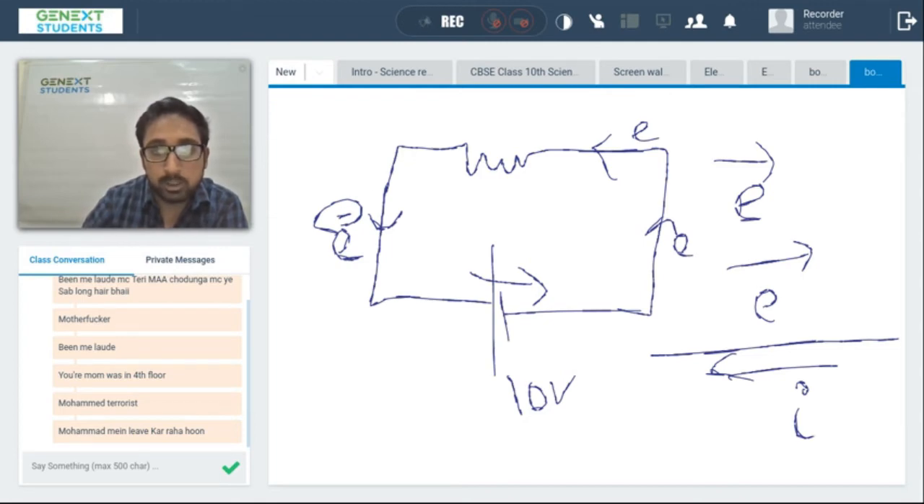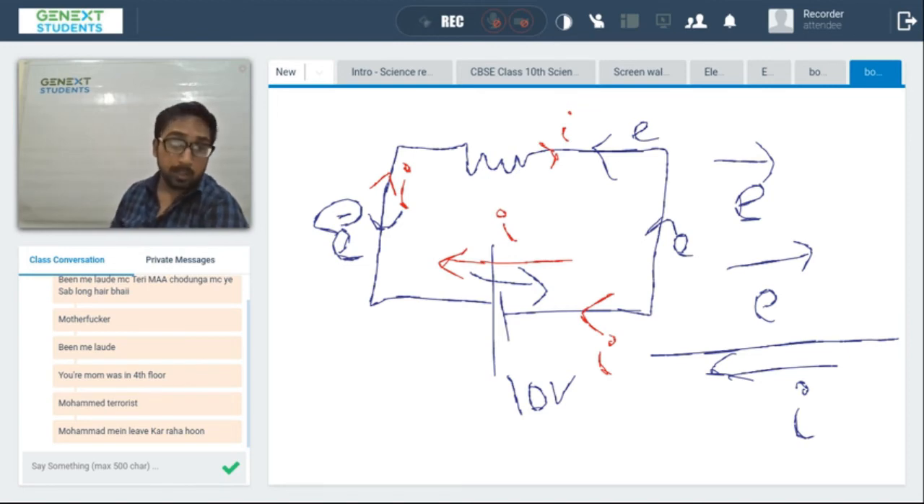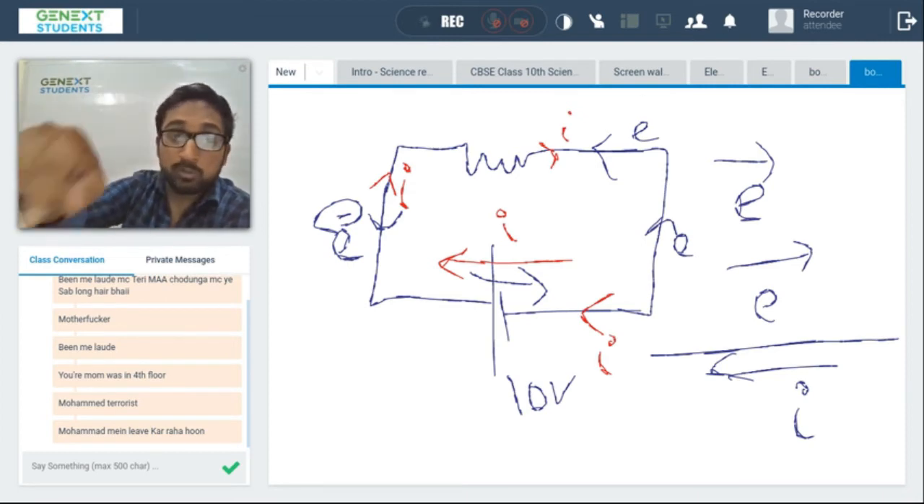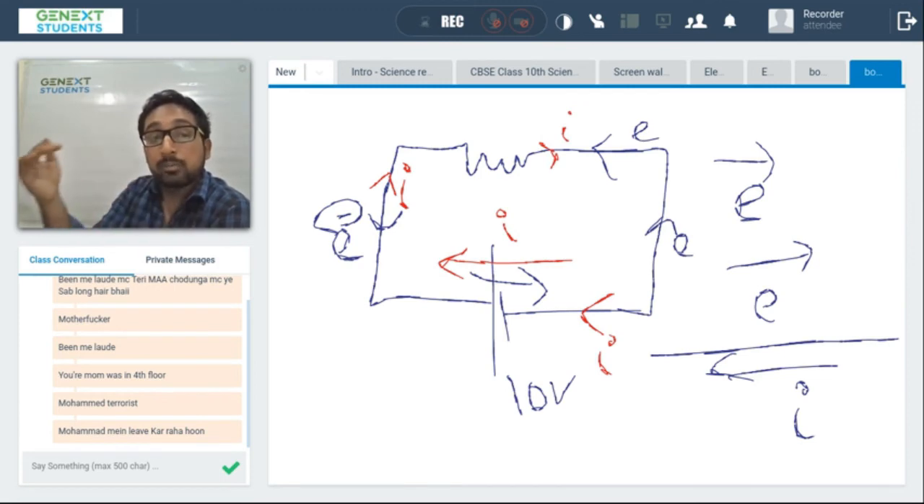The direction of electrons is going to be this direction. Did you get it? Electron will flow from higher potential to lower potential, but current flows opposite to the direction of electrons.